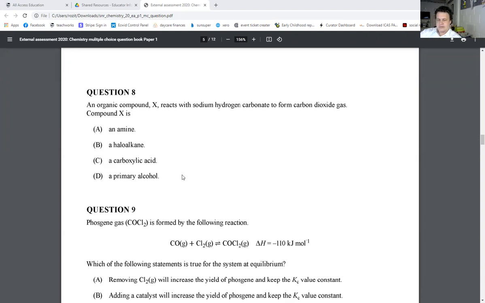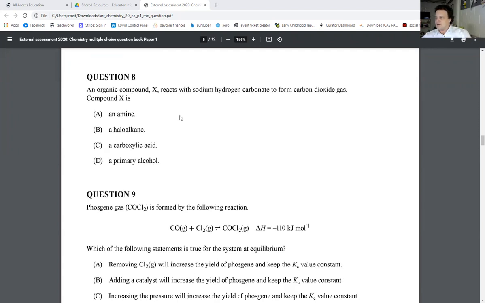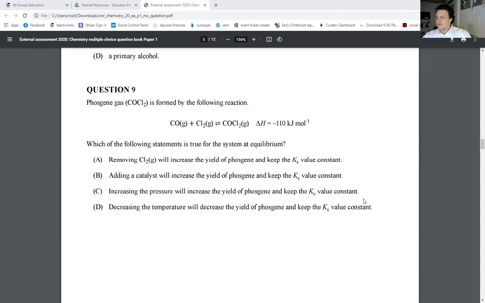Lucy, very good. Carbon dioxide gas is produced by a carboxylic acid when it reacts with sodium hydrogen carbonate. There was a question in the practice questions we've been using that was about looking for color changes and gas formation and stuff like that. Okay, again. Question 9. Again, we've done a lot of this stuff.